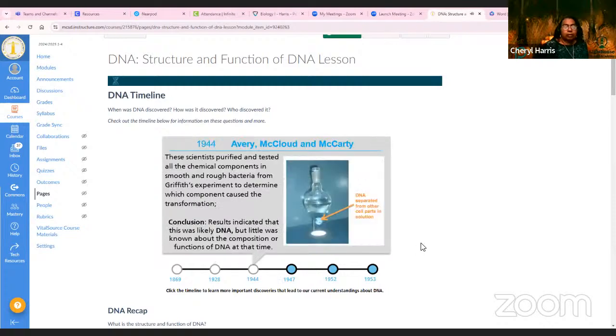Avery, MacLeod, and McCarty. These scientists purified and tested all the chemical components in the smooth and the rough bacteria from Griffith's experiment to determine which component caused the transformation. Their conclusion was that this was likely DNA, but at the time very little was known about the composition or the functions of DNA. In fact, most scientists still thought that proteins were the hereditary or the instructional material for cells.